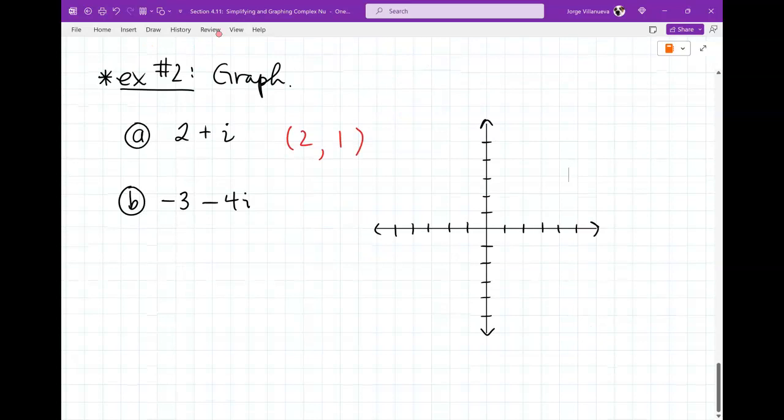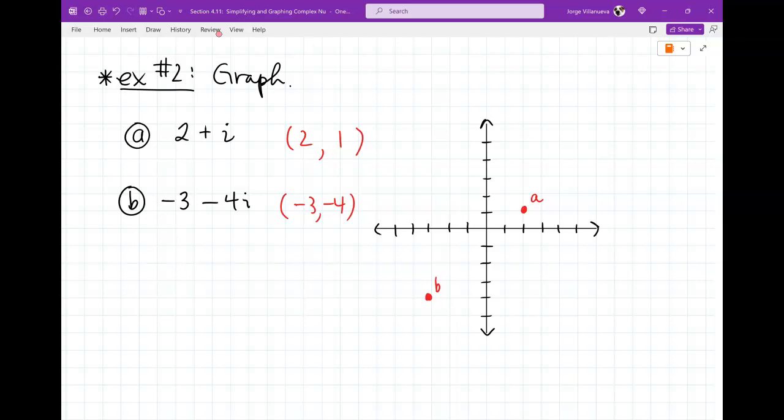And what's the next point right here? Negative 3, negative 4. So I'm just going to graph these like I would normally graph any point. 2 comma 1 is right here. I'm going to call that A, because that's part A. And negative 3, negative 4 will be right here, and I'll call that B. And you're done. You graphed them. That's how you graph complex numbers.